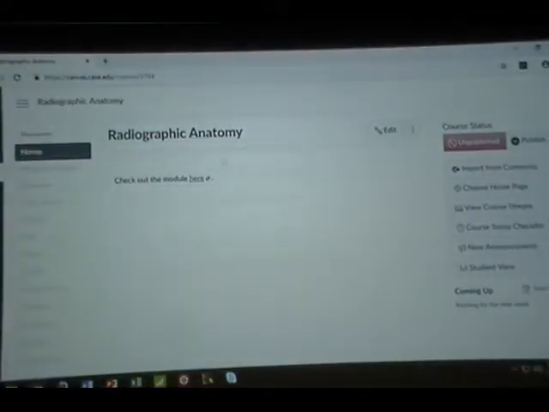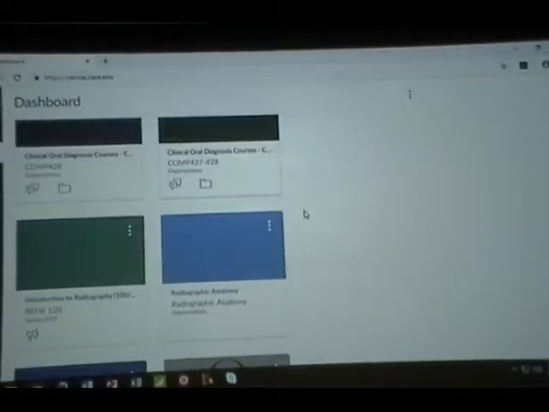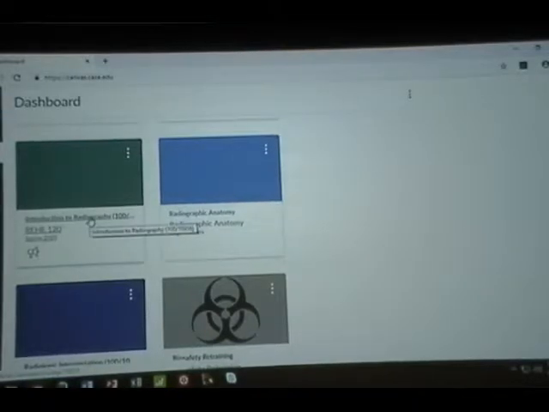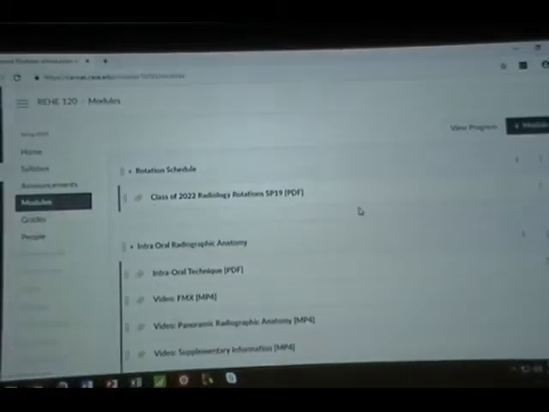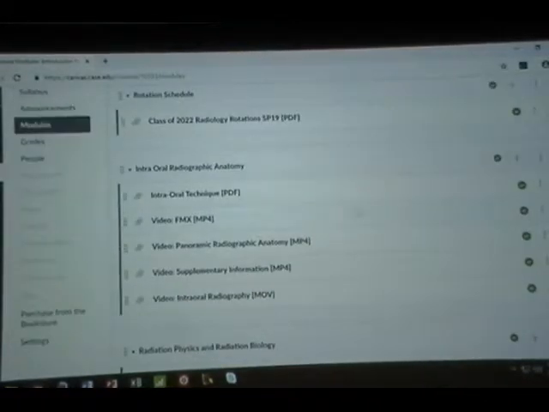And again, my dashboard here. So this is the course that I am teaching, 120. If you go under the modules, the very first lecture here, Intraoral Radiographic Anatomy. This, I believe, is not without any sound. So basically, it also explains how to place the intraoral XCP instruments in the oral cavity and how to apply a radiograph. That's what the video talks about.